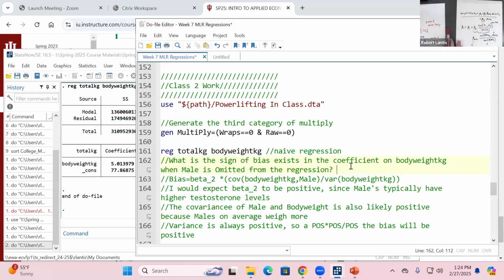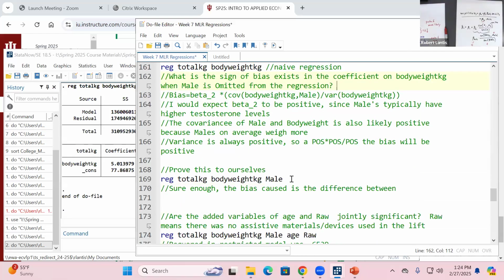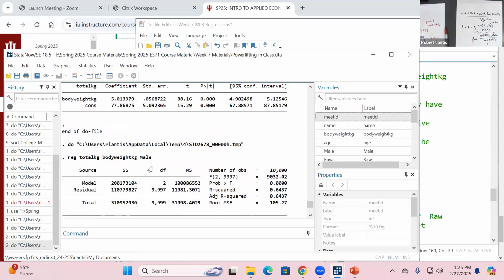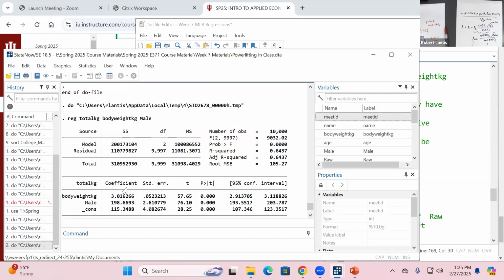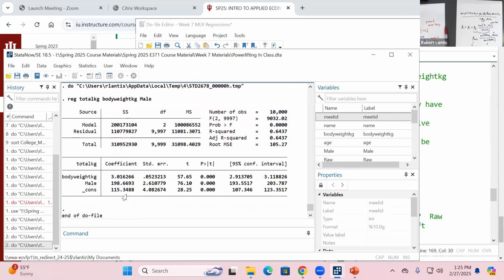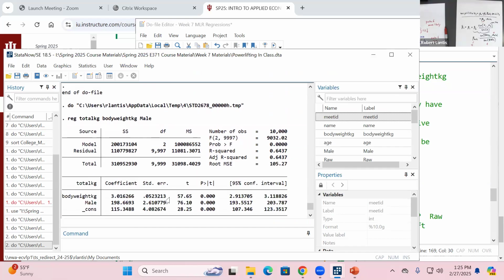So let's take a look and see what happens as soon as I include just that one additional male variable, right? Well, sure enough, I went from 5 to 3, so not quite in half, but it cut my estimate almost in half, right? So it must have been that there was a pretty large positive bias there. Now, what's another way? Yeah.